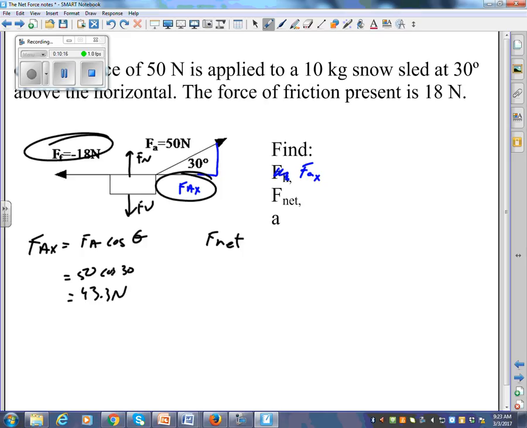So F net, and I guess technically, maybe I should start doing this. This might lead good into projectile. So I'm going to say F net x. Is that going to be okay? That the net force x is equal to FAX plus FF. So that's going to be 43.3 plus minus 18. 25.3 newtons.